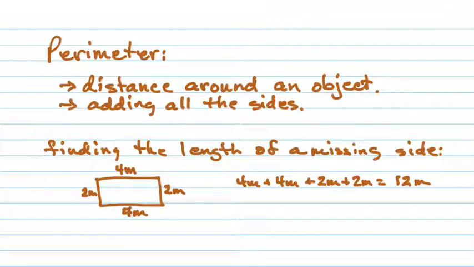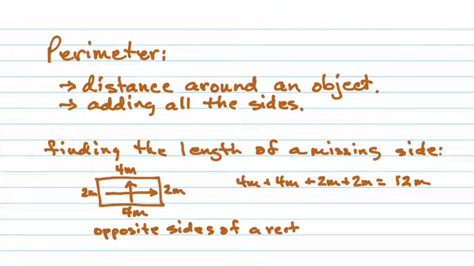How do I explain the missing sides? All I did was take each side and add them together. Well, in this case, we know the properties of a rectangle: opposite sides of a rectangle are always equal. Opposite sides of a rectangle are equal.